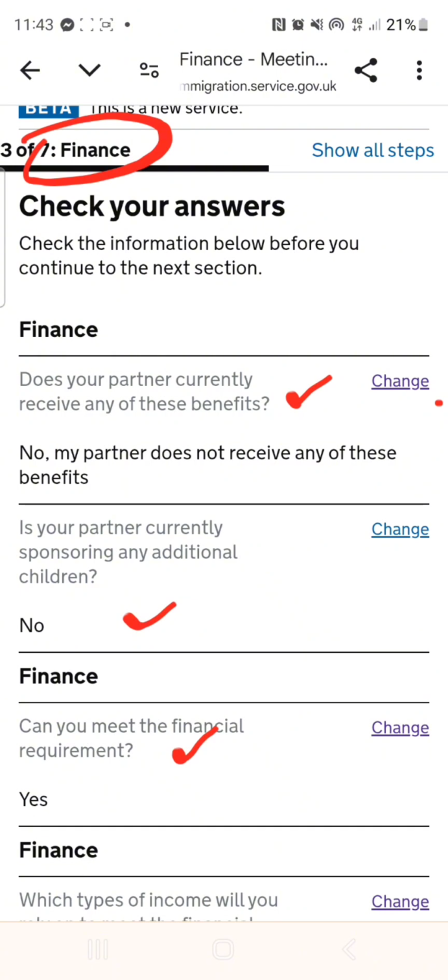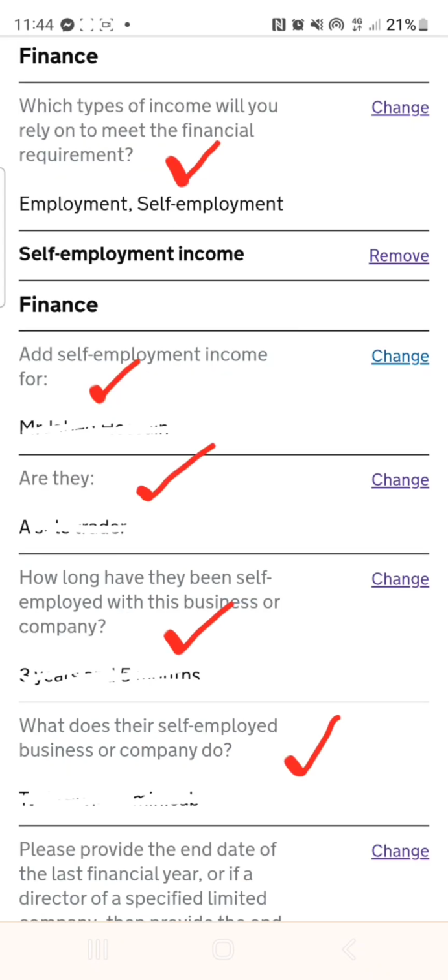And finance. Does your partner currently receive any of these benefits? No, I don't receive any of these benefits. Is your partner currently sponsoring any additional people? No. Which types of income will you rely on to meet the financial requirement? Employment and self-employed. I am self-employed and my partner is in employment, so we shall combine income which will meet the financial requirement for this application.